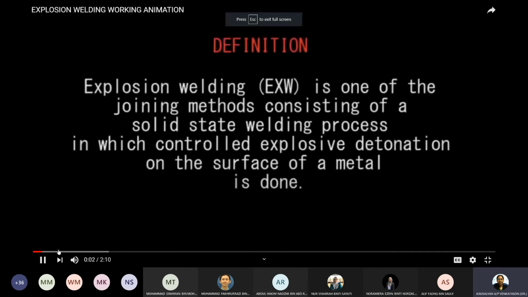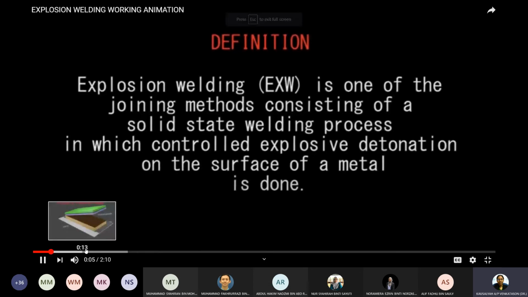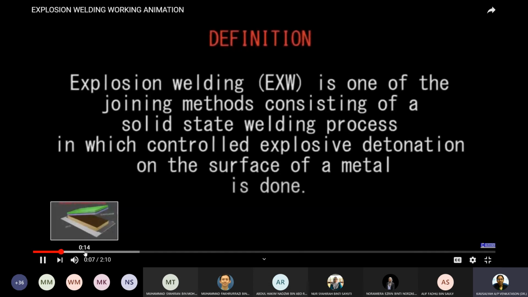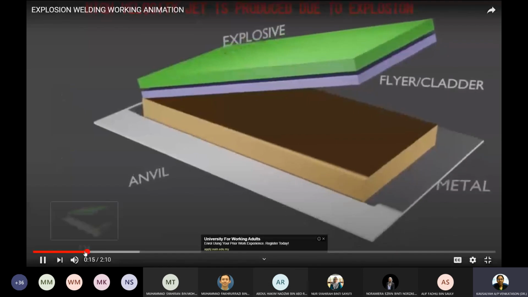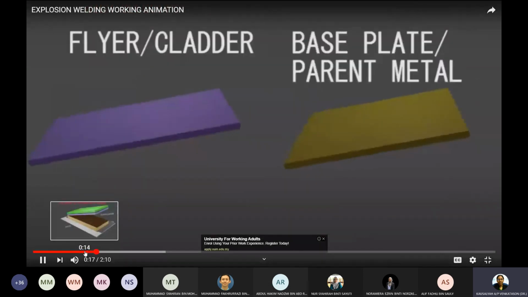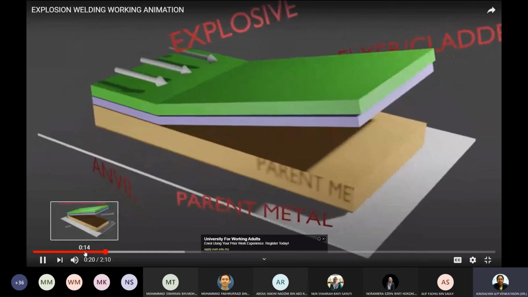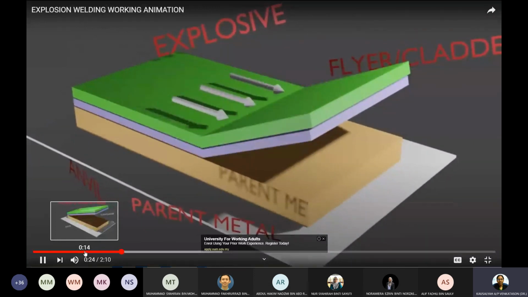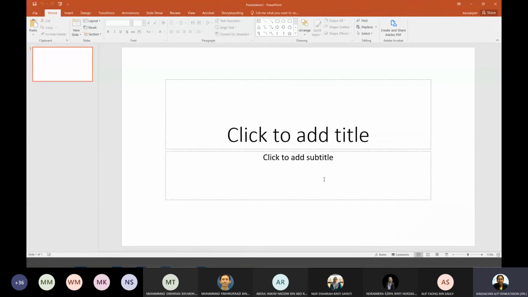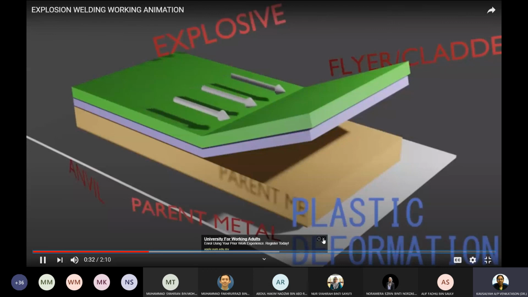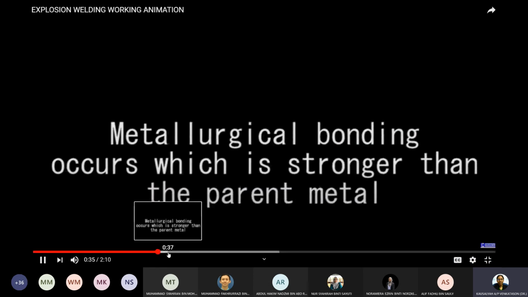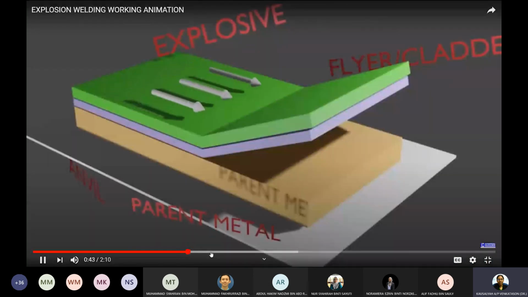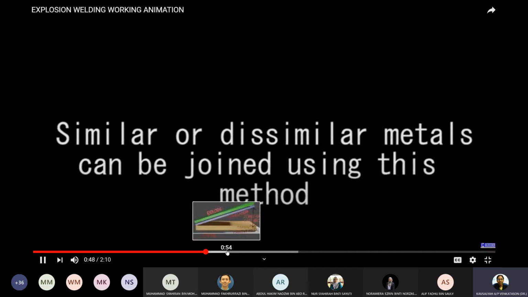Explosion welding is one of the joining methods, a solid-state welding process in which controlled explosive detonation is applied on the surface of metal surfaces. The flyer plate or cladder collides with the base plate, resulting in a bonding at the interface of the metals. The metal plates are joined at an internal point under the influence of very high pressure, which causes considerable local plastic deformation at the interface, in which metallurgical bonding occurs. One of the features of this welding process is that similar and dissimilar metals can be joined by this process.